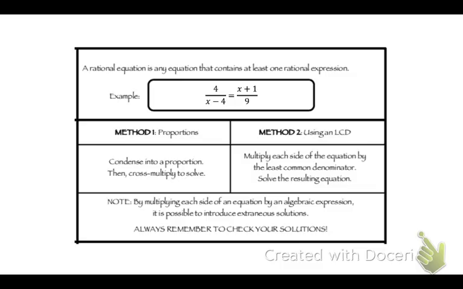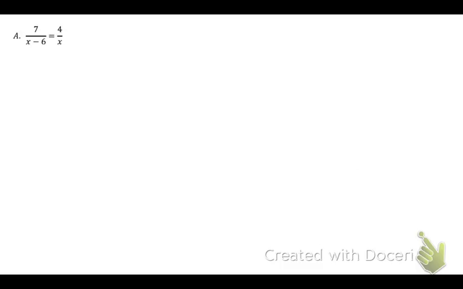And there's a couple different methods to solving this. I'm just going to go through them as we do this. Okay, so first example, we have 7 over x minus 6 equals 4 over x. Always start with writing the restrictions. Now, a restriction is what is going to make the denominator equal 0, because you can't divide something by 0.